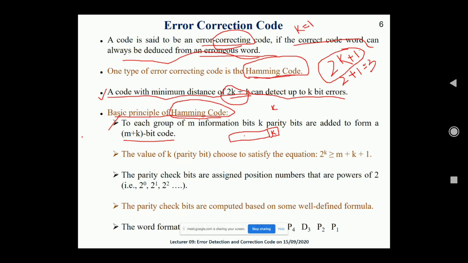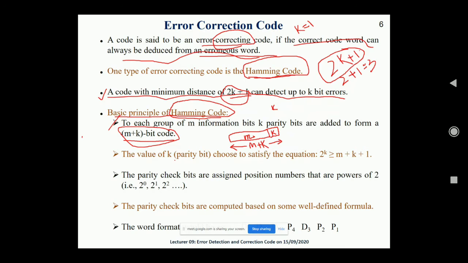And this is the m. M means what? Suppose information bit, data bit or message bit. So what happens, for this one to this one, it is called m plus k. So it is called an m plus k bit code word.